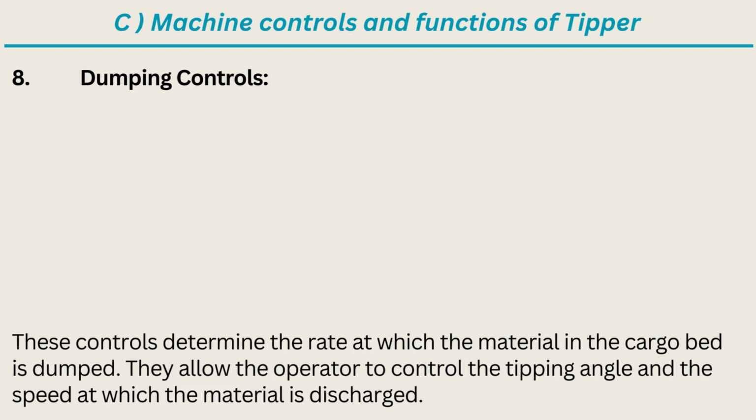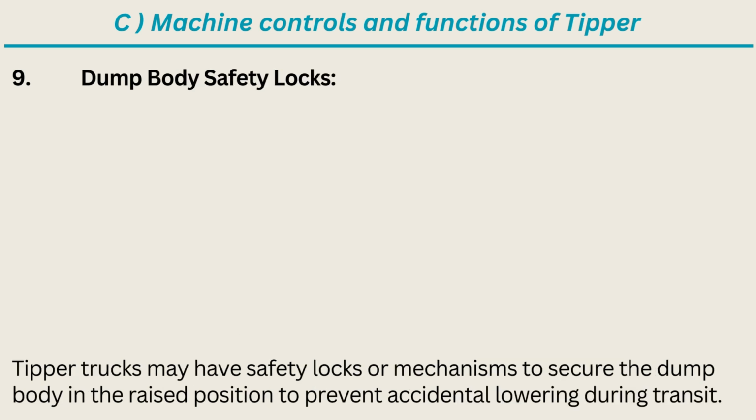These controls determine the rate at which the material in the cargo bed is dumped. They allow the operator to control the tipping angle and the speed at which the material is discharged. 9. Dump body safety locks. Tipper trucks may have safety locks or mechanisms to secure the dump body in the raised position to prevent accidental lowering during transit.